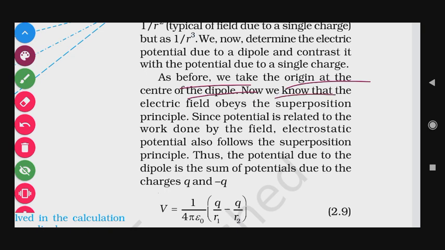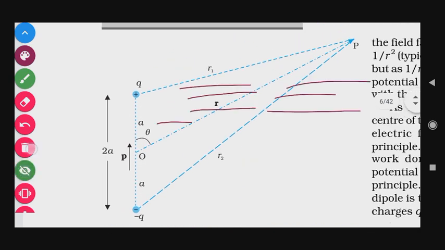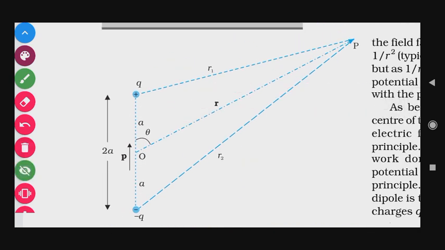Now we know that the electric field obeys the superposition principle. So we take the center of the dipole as the origin, and it follows the superposition principle. At this point we have to find the potential, so the potential due to the first charge and the second charge are superimposed. The total potential is just the sum of these two. For the electric field it was the vector sum of the two fields due to the two different charges, but here potential is a scalar quantity, so we'll just add them up.